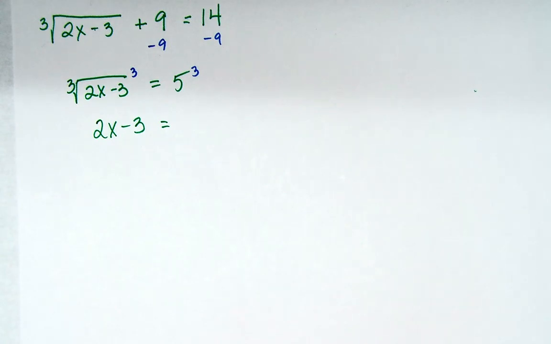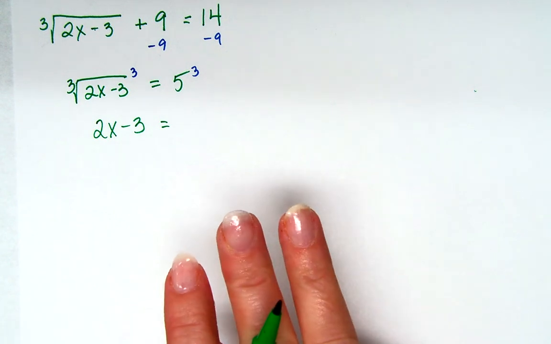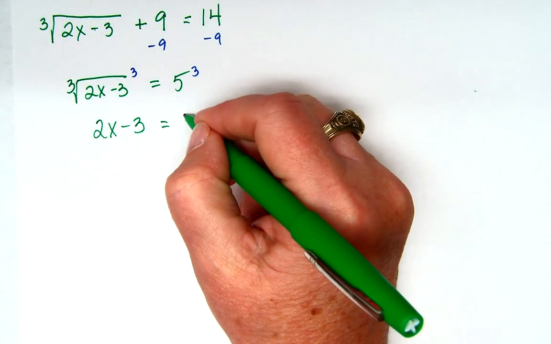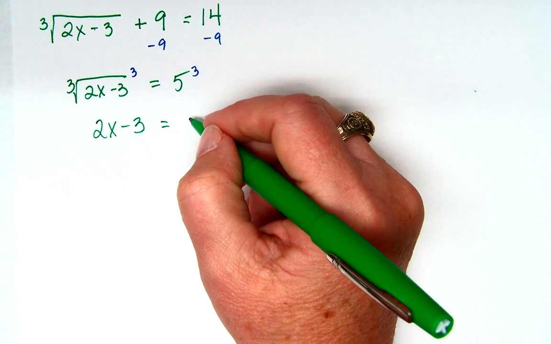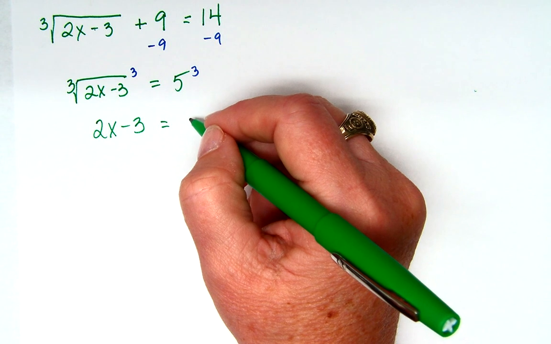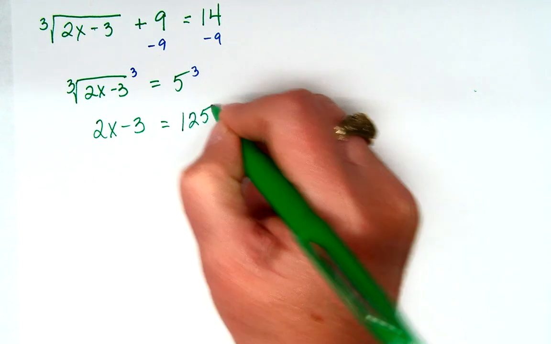And what's 5 to the third? 5 times 5 times 5? Close. What's 5 times 5? 25. What's 25 times 5? So how much money is 5 quarters? 125. Does that make sense?